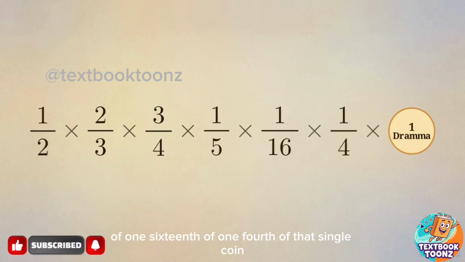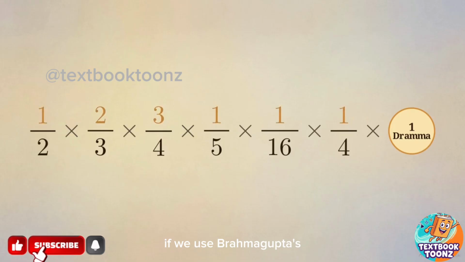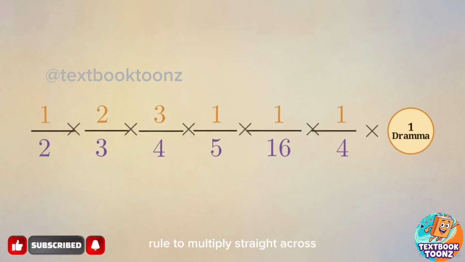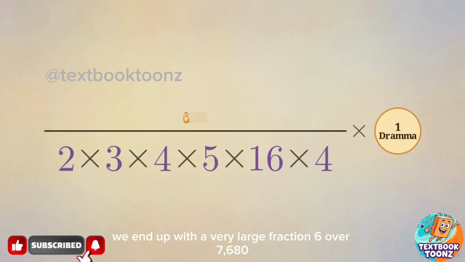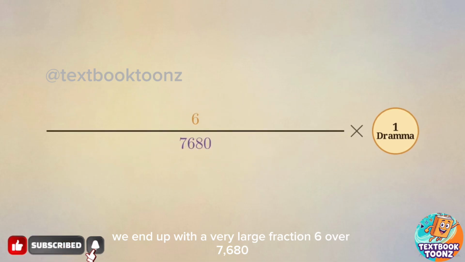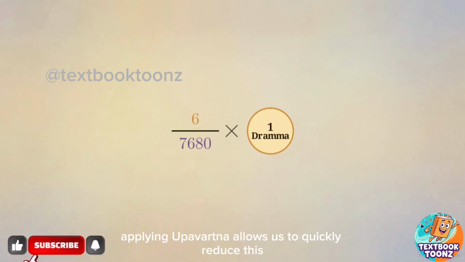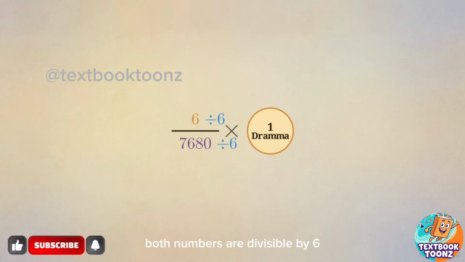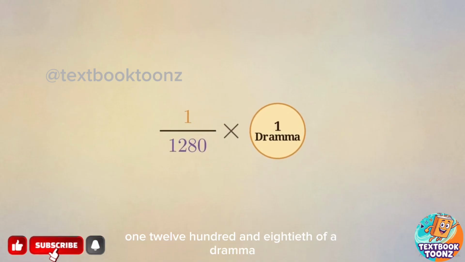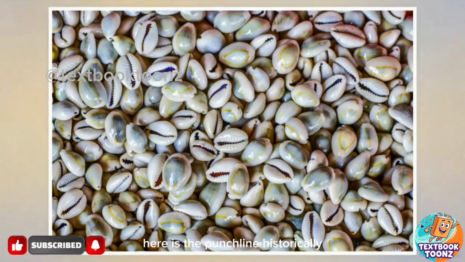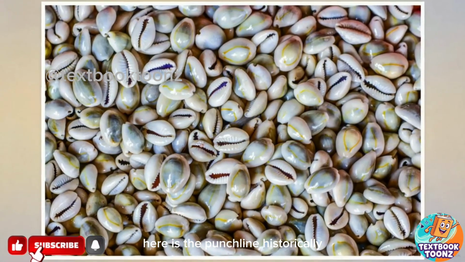that single coin. If we use Brahmagupta's rule to multiply straight across, we end up with a very large fraction, 6 over 7,680. Applying Apavartana allows us to quickly reduce this. Both numbers are divisible by 6, which leaves us with exactly 1/1280th of a drachma. Here is the punchline.